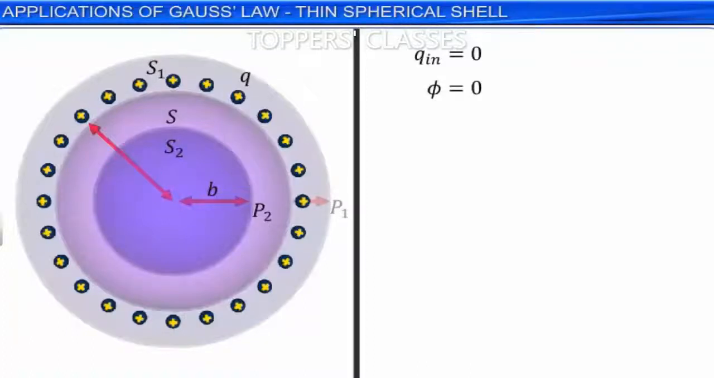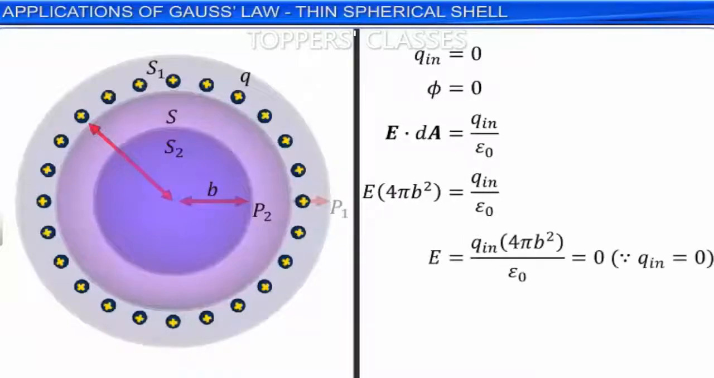According to Gauss' law, the integral E dot dA is equal to Qin by epsilon naught. Given that the Gaussian surface S2 has a surface area of 4 pi b square, and since Qin is 0 for S2, the electric field strength for any point within the Gaussian surface is 0.